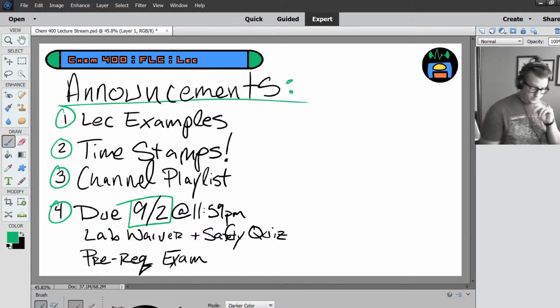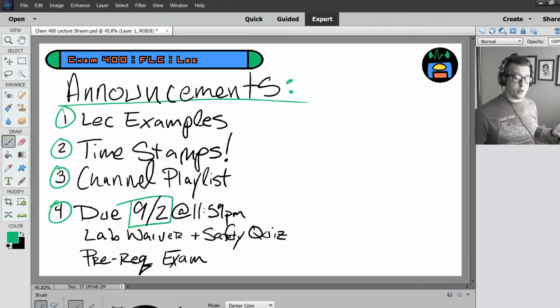So if you have been procrastinating them, putting them off, you definitely don't want to. If you don't take the prereq exam, you'll just get a 0 on it. And for the lab waiver and safety quiz, they're not for any points, but if you don't complete them on time, you'll be dropped from the course.